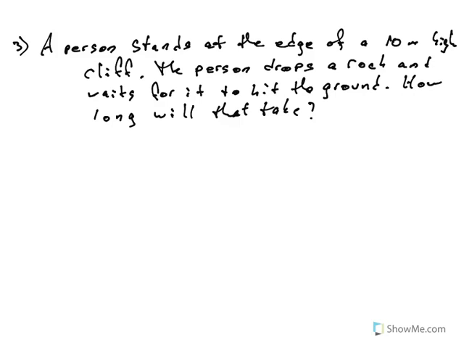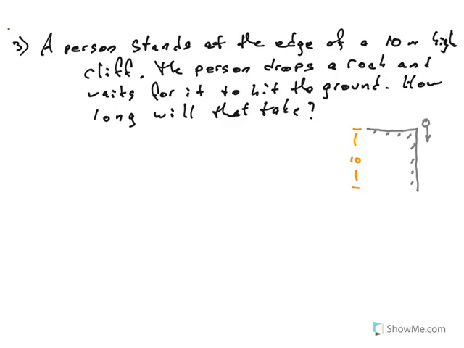Okay, well, first thing, let me go ahead and draw a little picture so we can see what's going on. Here's the cliff. Here's the rock, and the rock is going to be dropped straight down. What do I know? The height of this cliff is 10 meters. Okay. So, as usual, let's write down what we know and what we're looking for. A person stands at the edge of a 10-meter high cliff. The person drops a rock and waits for it to hit the ground.